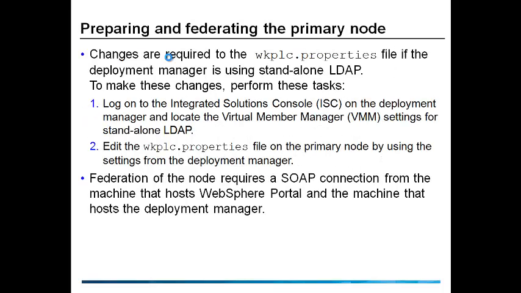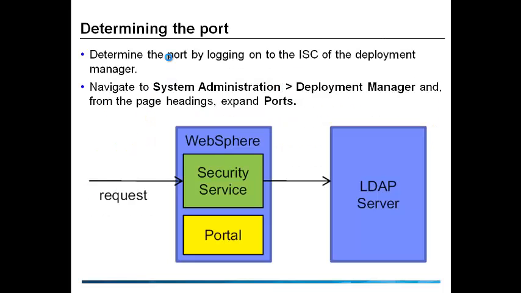So, preparing and federating the primary node changes. You need to change a few values in your wkplc.properties file and log on to the VAS console and locate the VMM settings for standalone LDAP if you want to configure standalone LDAP. Edit the wkplc.properties on the primary node and federate the node now by choosing the SOAP option for the add node command.